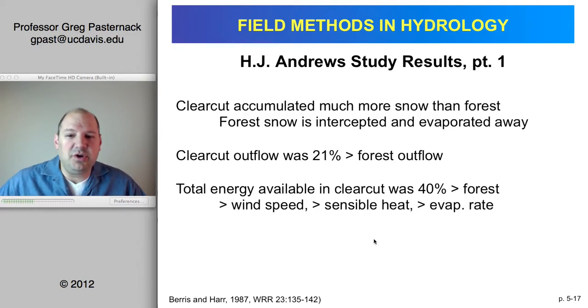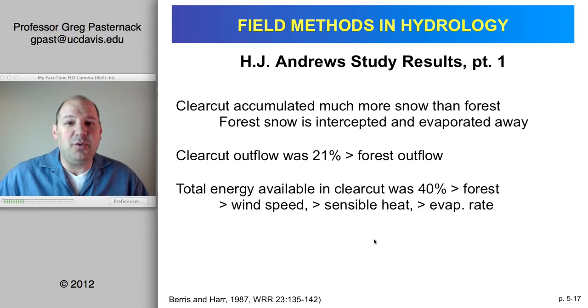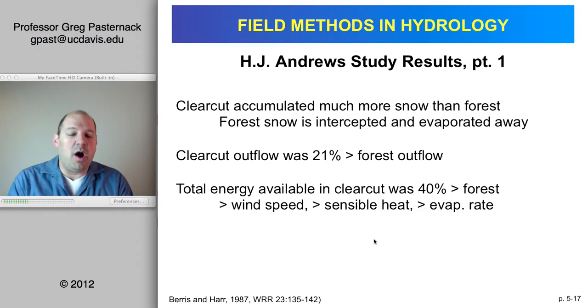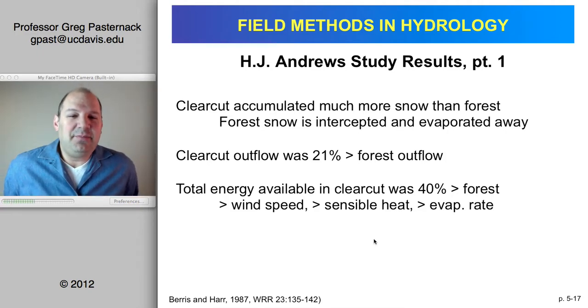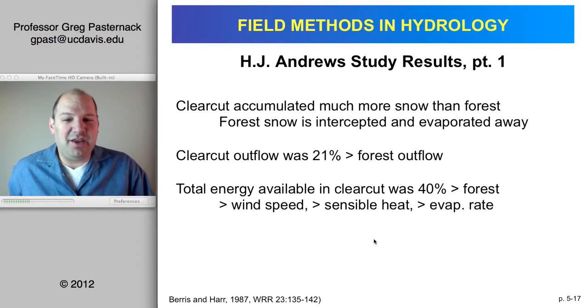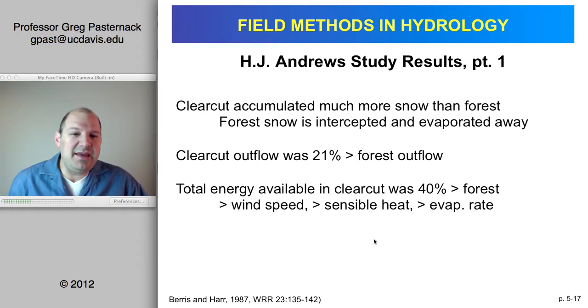So to summarize those results, the clear cut accumulated much more snow than the forest, and the forest snow turned out to be intercepted in the canopy and evaporated away. So that evaporated water is lost from a water supply perspective. From that perspective, if you want a really simple answer, if you live in a mountainous region and you want lots of snow for later water supply use, you'd want to cut down the forest. That's a very simple answer, but that's the reality of that. At the same time, we will see other weather-related effects, so we don't have the full answer just yet.